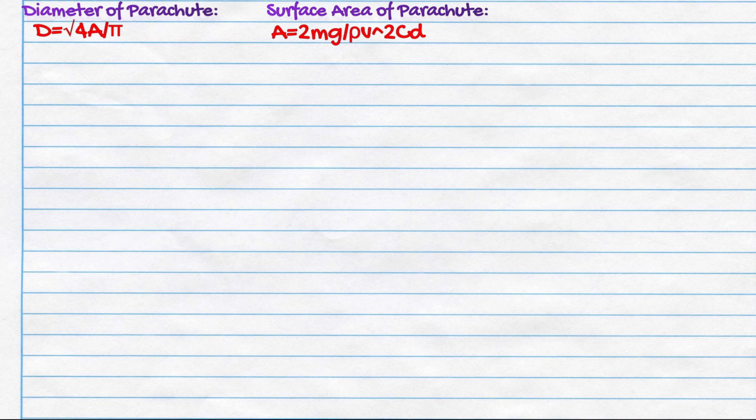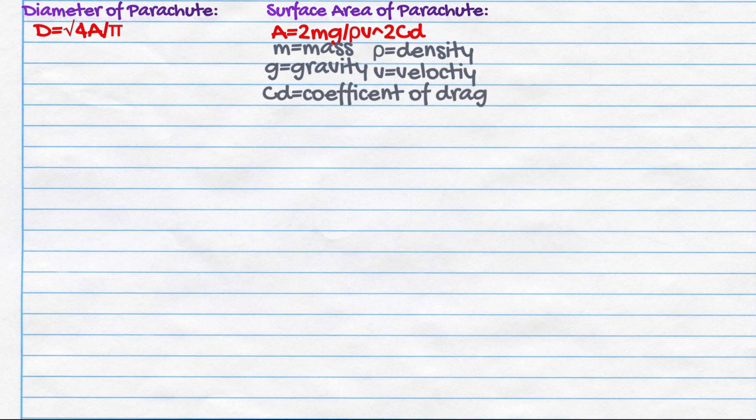All right, let's try that again. A equals 2mg over rho v squared CD, CD being the coefficient of drag. M is our mass, g is gravity, the funny little p is rho, the density of the fluid that we're moving through, or density in general. V is velocity, and CD is coefficient of drag, like we already established.